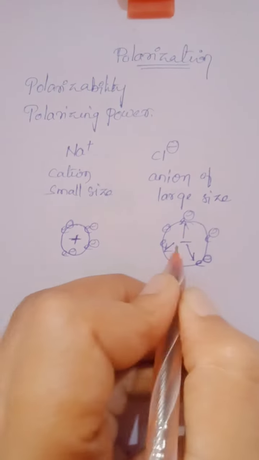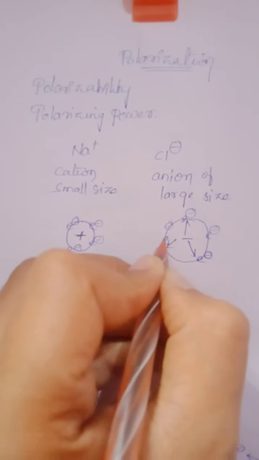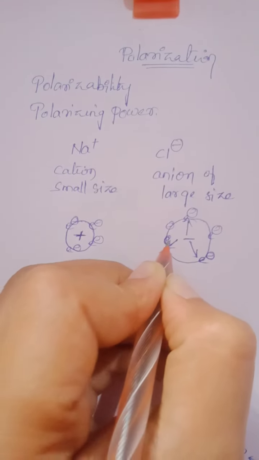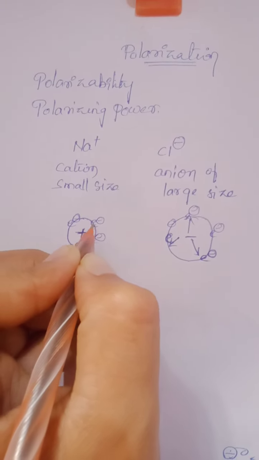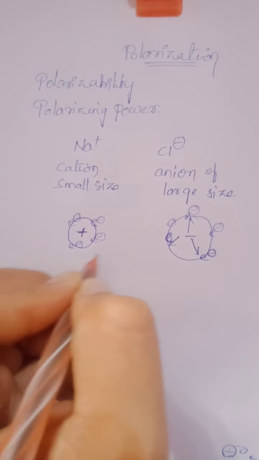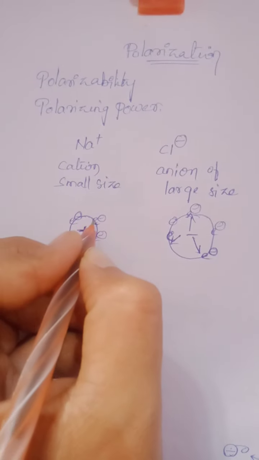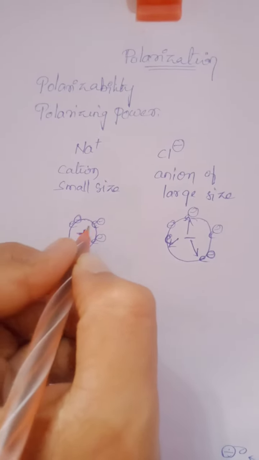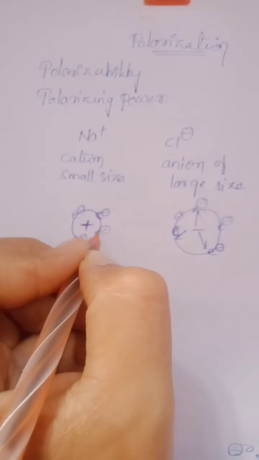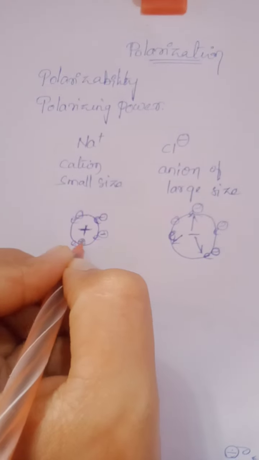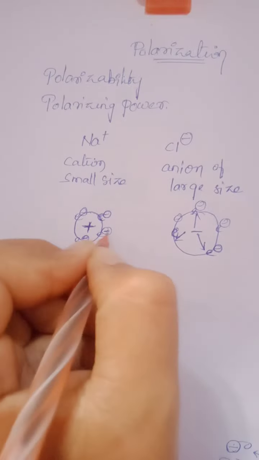When these two ions are brought close to each other, the electrons of the anion are easily distorted, but the electrons of the cation are not easily distorted. That is, electron distortion in the cation does not take place because the distance between these electrons and the nucleus is very less. This nucleus holds these electrons very strongly. That's why these electrons are not distorted. This cation attracts the anion towards itself.